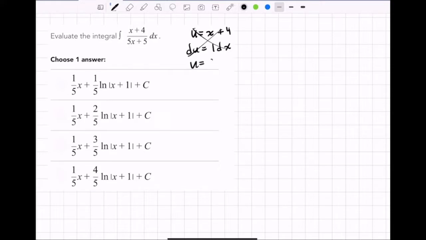Then you try the other one. You're like, okay, well, what about the 5x plus 5? Maybe that'll work. You do the du, and that equals 5 dx, and it doesn't work. You sub these in, and you realize, oh, shoot, none of these work.